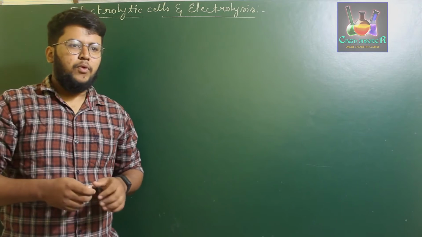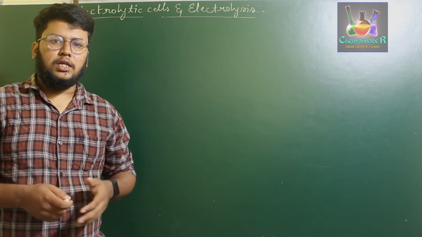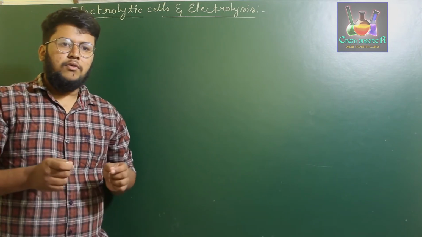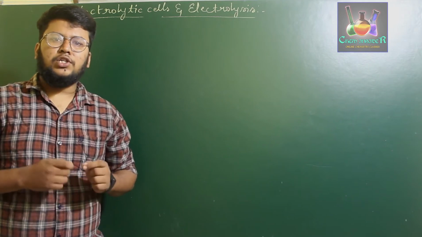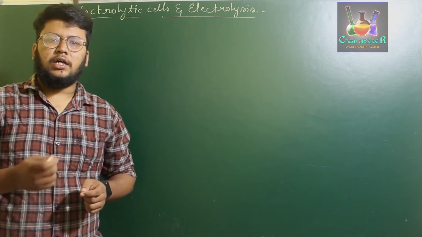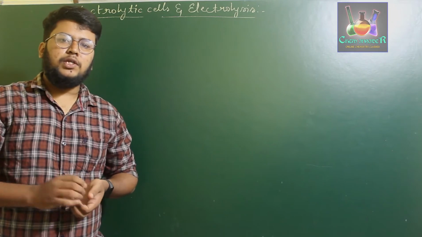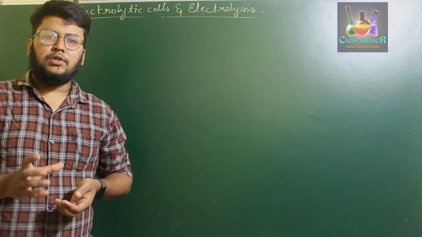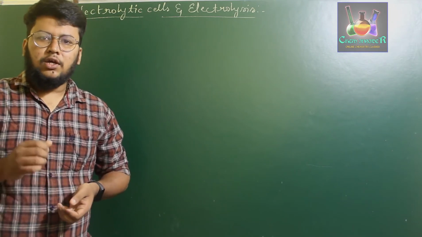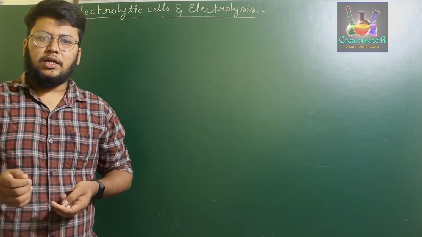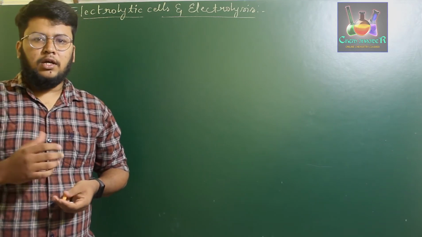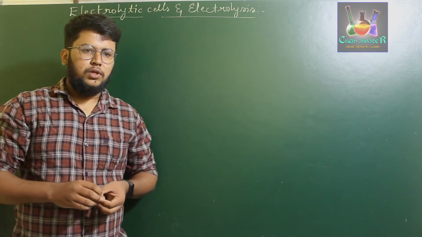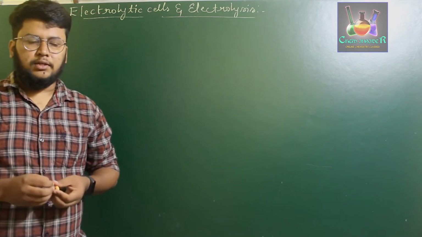But now, whenever you consider an electrolytic cell, what we are doing is bringing about a chemical change using an external current. In the previous topics, we used chemical energy to convert it into electrical energy. Now, we are using electrical energy to convert it into a chemical reaction. So what happens when you are considering an electrolytic cell?